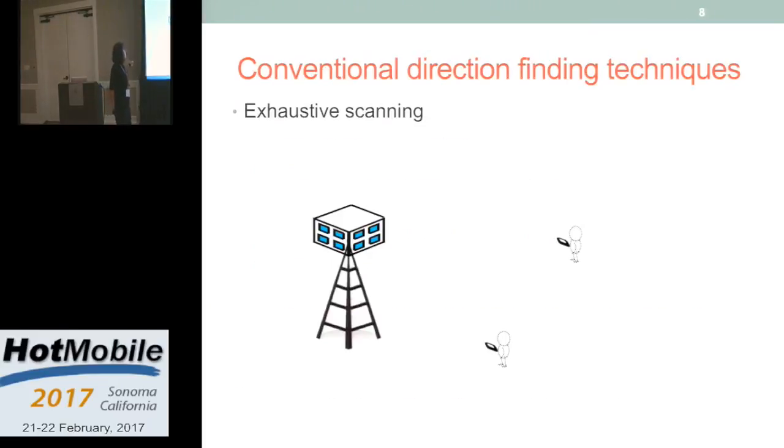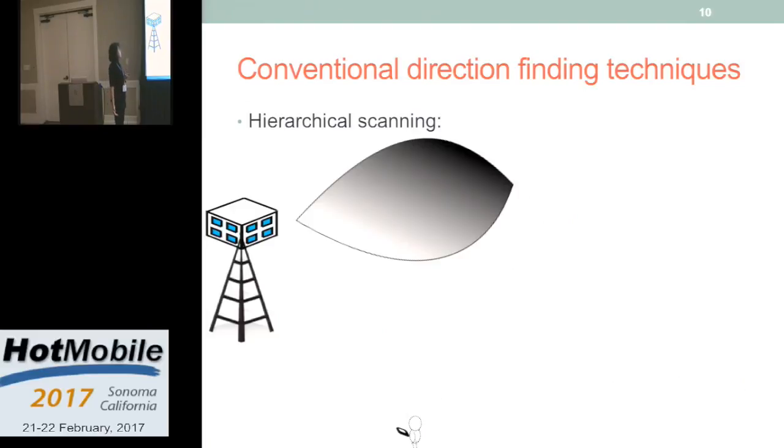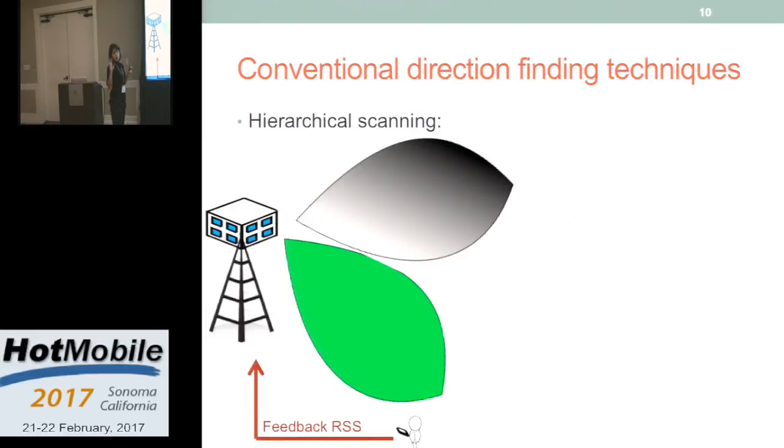One of these conventional approaches is exhaustive scanning. We try each and every direction, and then based on the feedback from the user, we decide which direction the user is at. But it doesn't scale with the number of antennas. As I said, we want to have a large number of antenna elements in millimeter wave. The number of directions that we need to scan increases linearly with N, and that means too much overhead.